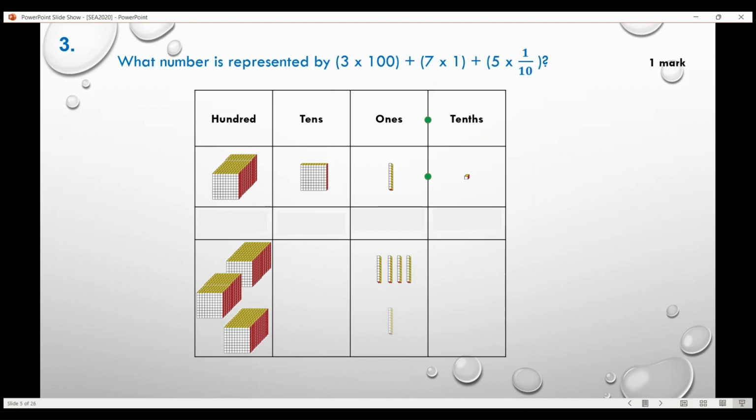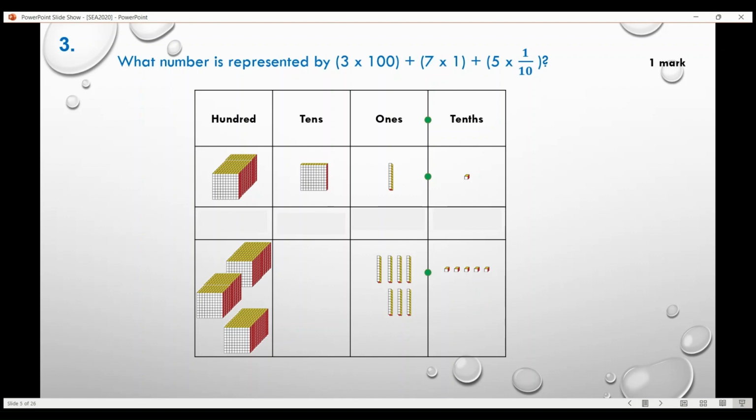And how many ones do we have? We have 7 ones. So 3 and 3, 6 and 1. 7 ones represents it. And then we're getting smaller than ones, so we put a decimal point. And how many of those? It will be 5 of them. So hopefully we can see the representation of it.